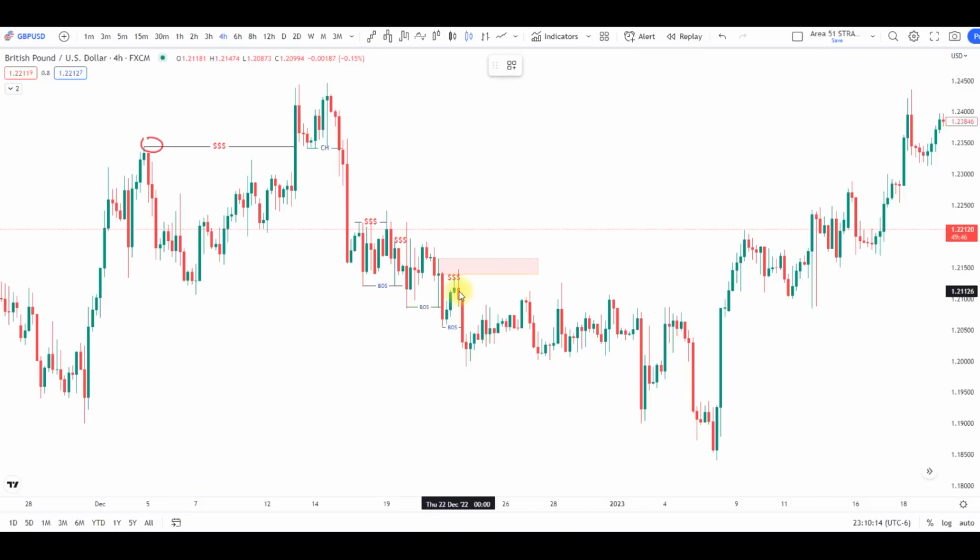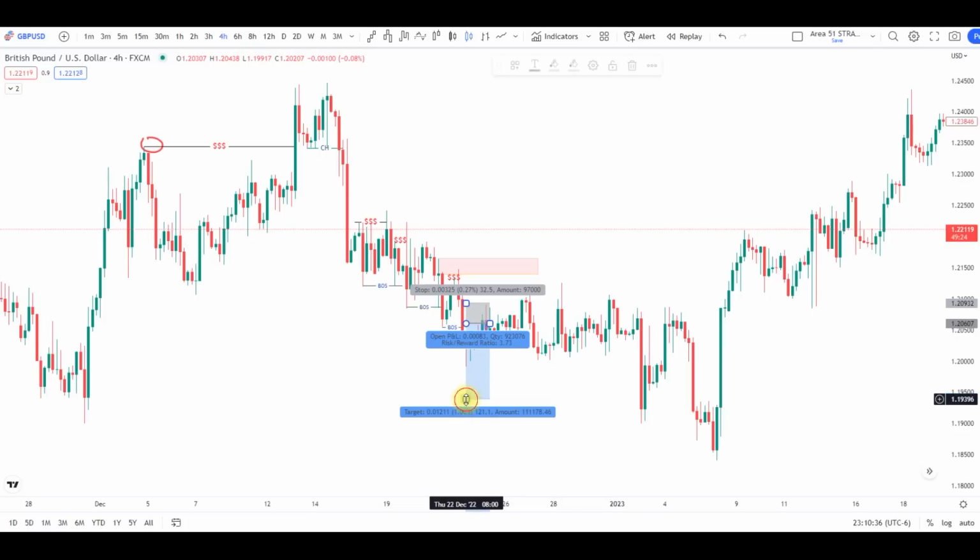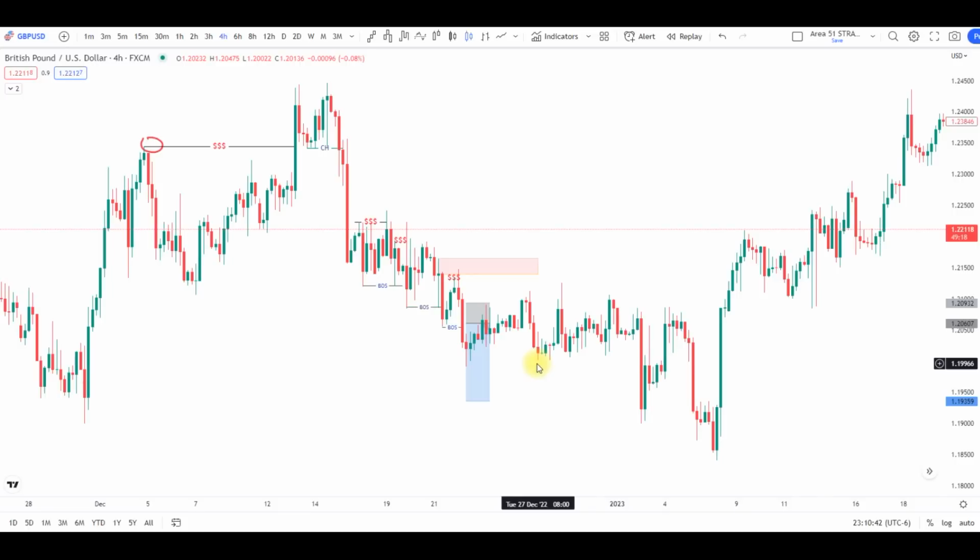Okay, it created an inducement where people think that, hey, I think the market is going to continue going down. So now all the breakout traders are going to start selling once they see this bearish candle. They're going to set a limit order here and then put their stop loss somewhere here, trying to continue targeting this zone. So what happens after that is the market is going to come down, go up, take out all their stop losses, and then continue to the downside. So you can see it here.